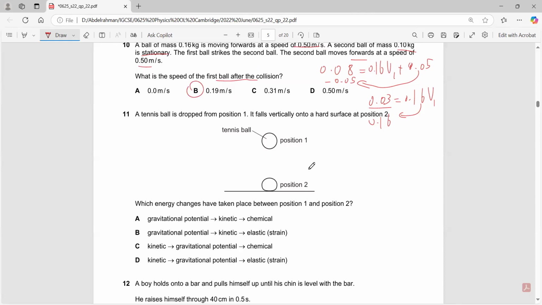Question 11. A tennis ball is dropped from position 1 and falls vertically onto a hard surface at position 2. Which energy changes have taken place between 1 and 2? At 1, definitely it had gravitational potential energy, so we can cancel out C and D. Then, as it's falling downwards, the GPE is changing into kinetic energy, and then to chemical energy? No, definitely not chemical energy. We don't have any sort of chemical energy store. It's actually turning into elastic potential energy or strain potential energy.